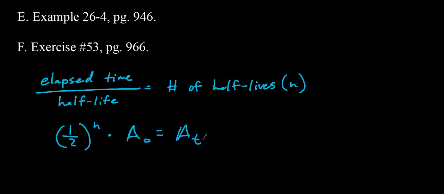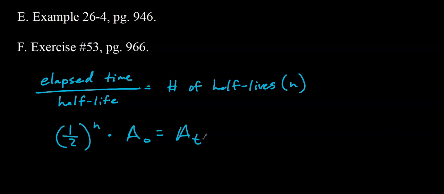That'll give us our ending amount. Now this works particularly well when you have a whole number of half-lives. After one half-life, half of the original sample remains. After 2 half-lives, 1/4 of the original sample remains. 3 half-lives, 1/8 remains. 4 half-lives, 1/16, and so on. Each time, half of the last amount.